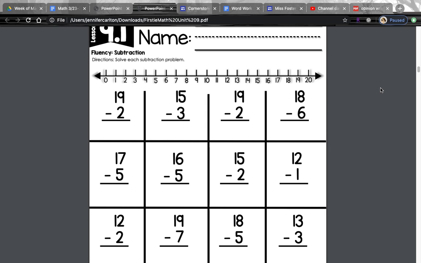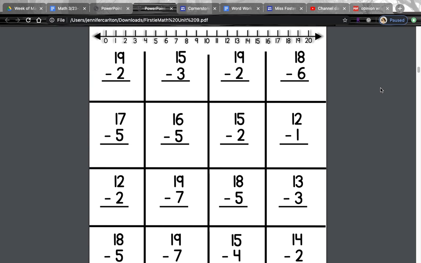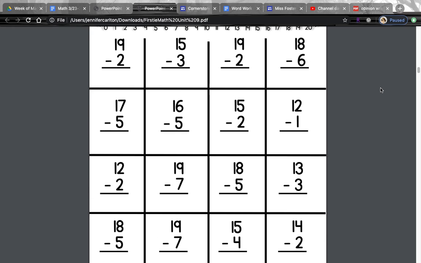So if you finish this, have your mom and dad take a quick picture and maybe send to me on Remind, and I will check it for you.